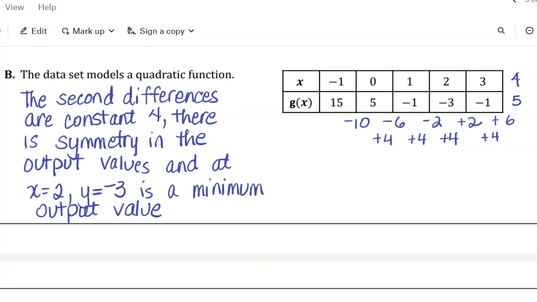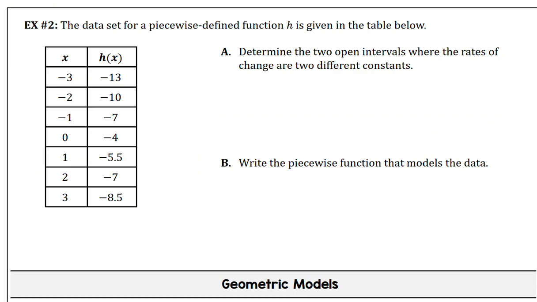There is symmetry in the output values, and at x equals 2, y equals -3 is a minimum output value. At that point (2, -3), it changes from a negative slope to a positive slope. So that point is the vertex, or the minimum value, because it's the lowest point of the graph.